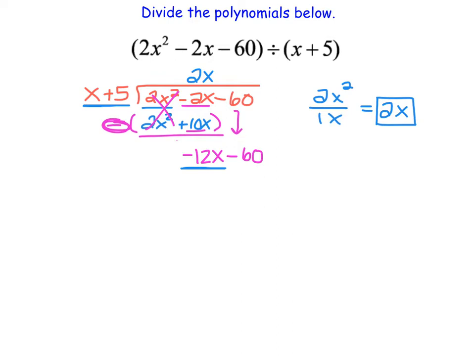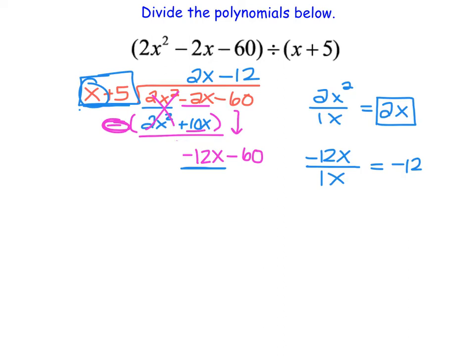So we go through that same process we did before. We take negative 12x and we divide it by the 1x that is out here in front. Negative 12 over 1 becomes a negative 12. The x's cancel, so what we're going to multiply x plus 5 by this time is negative 12. So that's the next piece of our answer.